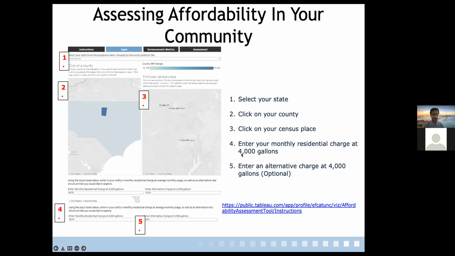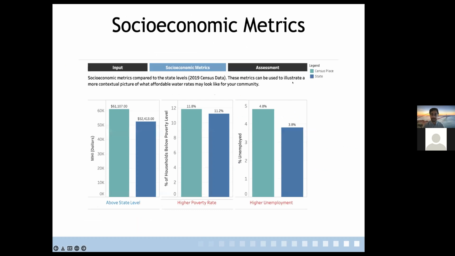After this, the user can navigate to the next button or the socioeconomics tab at the top of the page. This tab shows how a selected census place compares to its state using several affordability metrics. We use the census data, and the three metrics the tool shows that I'm going to show for now are MHI, poverty rate, and unemployment. In this example, we can see that the census place chosen shows a somewhat mixed picture of affordability, right? If we just looked at the MHI as a threshold of affordability, we would think that the general population of the town should be able to afford their water rates.